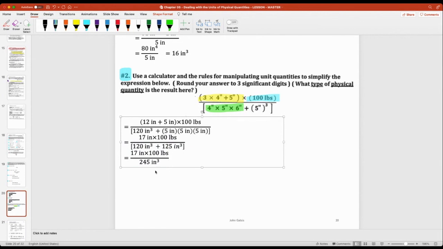It looks like we have inches on the top here and inches cubed on the bottom. Any suggestions on what happens to those inches? What happens to the units for the inches? Can someone make a suggestion about what to do?